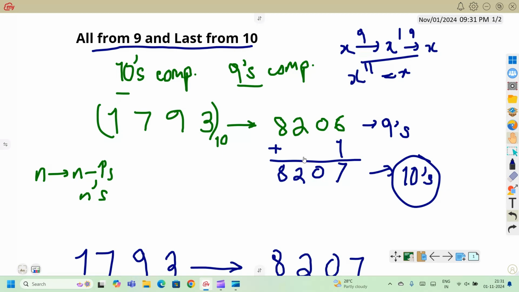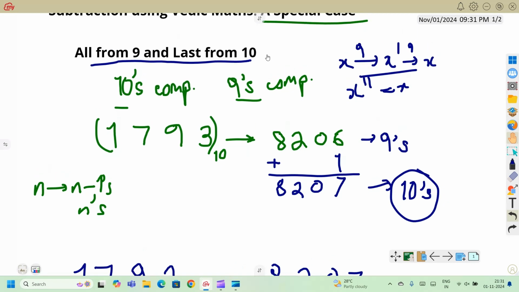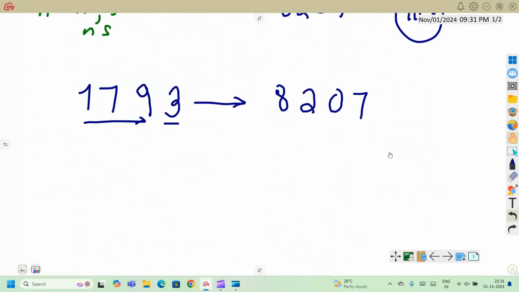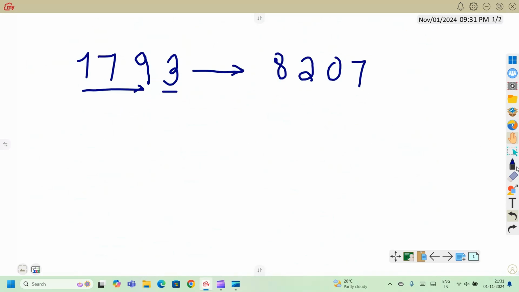Last digit from 10, yes. So basically, they were asking us to find the tens complement. But they have presented it in this way, right? So give some other number, okay?